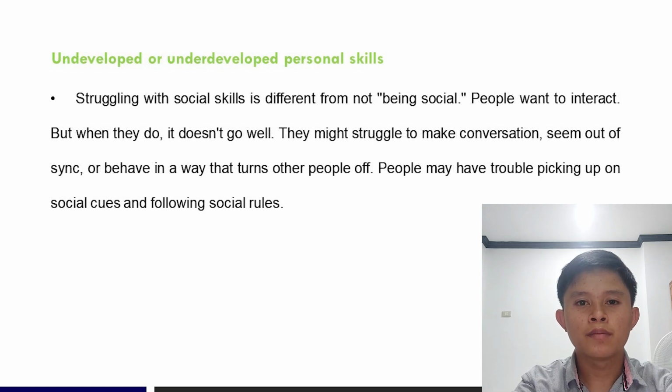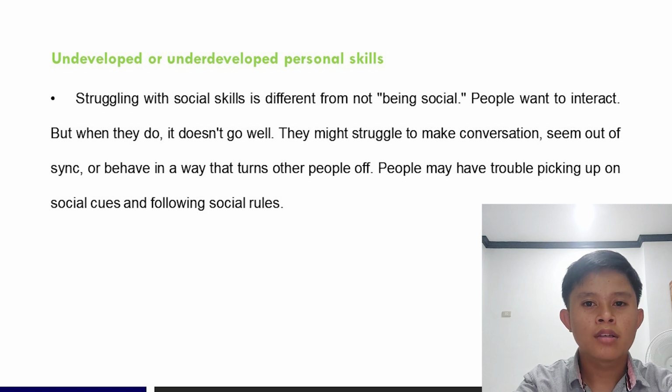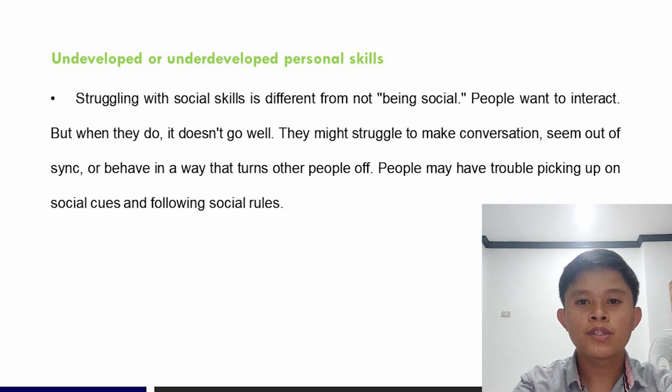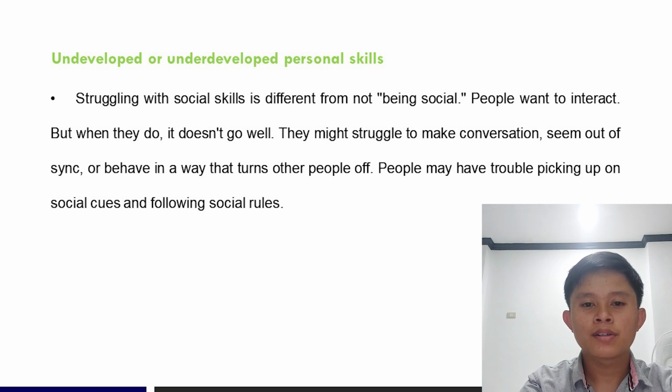Undeveloped or underdeveloped personal skills. Struggling with social skills is different from not being social. People want to interact, but when they do it doesn't go well. They might struggle to make conversation, seem out of sync, or behave in a way that turns other people off. They may have trouble picking up on social cues and following social rules, and so do others.